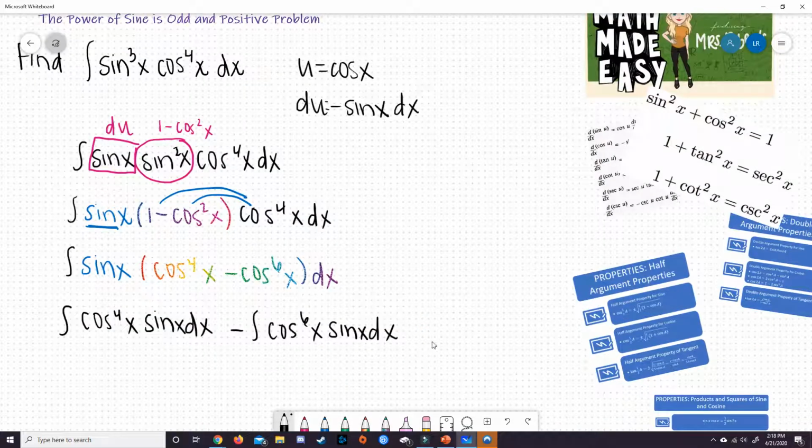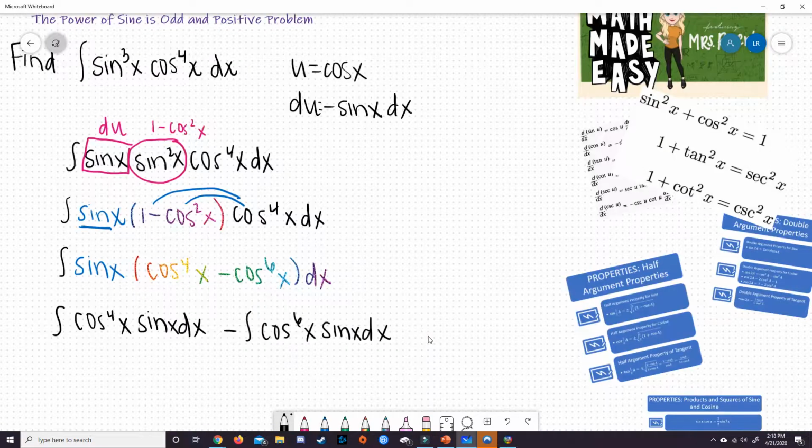But how did that help? This looks just as ugly as it did before. It actually isn't, because now what I could do is assign a u, and we already know what du is for both of these integrals, and then integrate.